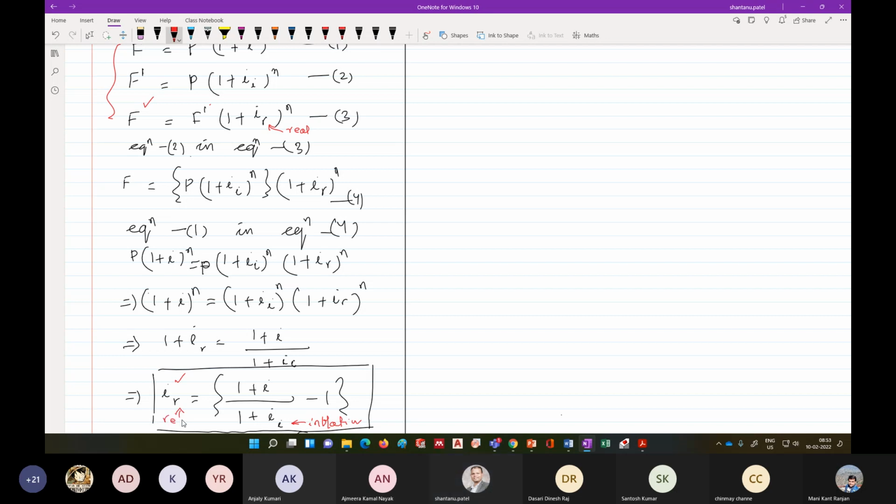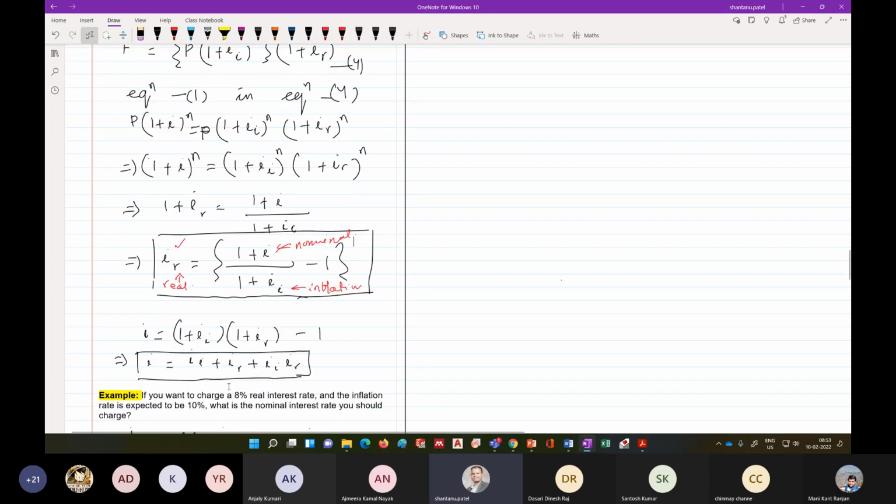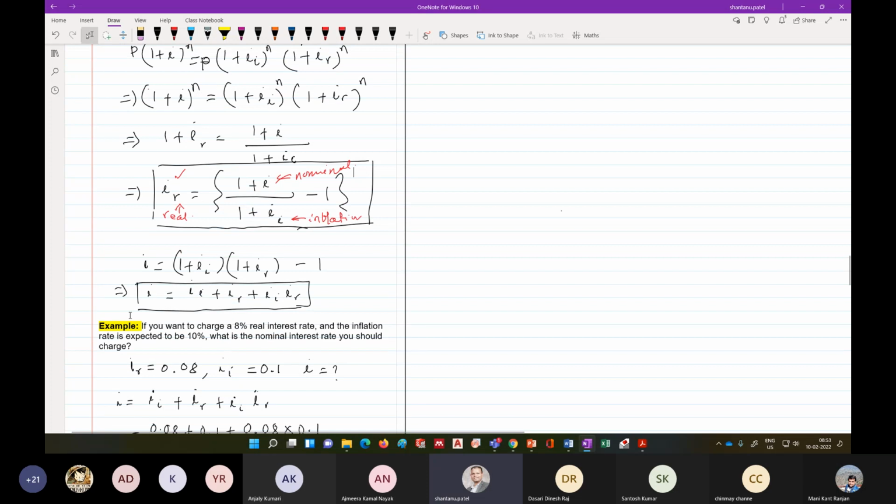This is our real rate, and this is your nominal rate. So in the exam, if two values are given, you can calculate the third value. Or maybe if you want a real interest rate IR, and you know the inflation rate, then you can calculate what nominal interest rate you will charge. Okay. Anybody has any question up to here?